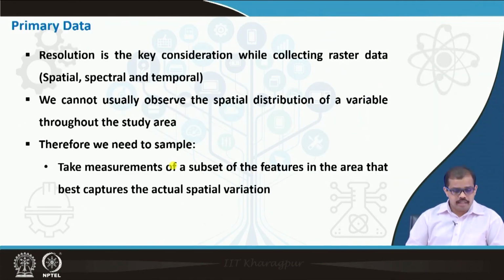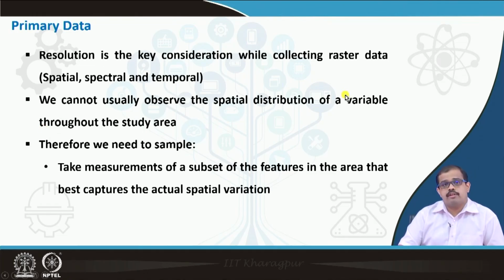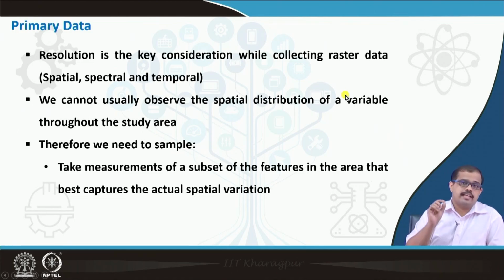But when you look at primary data, as I said in my previous lecture, resolution becomes a key consideration when you are collecting any of the primary data, especially in terms of a raster. If you are looking at a raster, that is a pixel model, then you are looking at the resolution specifically. When I say resolution, when you look at the raster data model, I will speak about what you mean by spatial, spectral and temporal. So these are very important in collecting primary data.